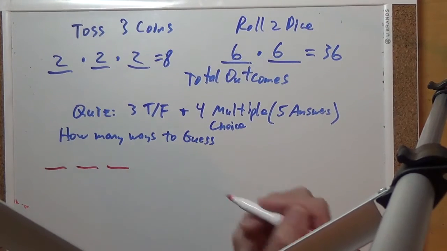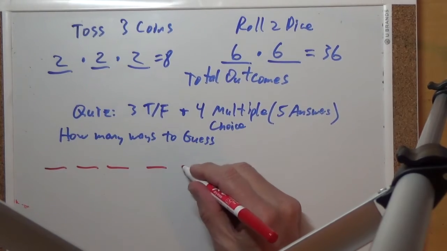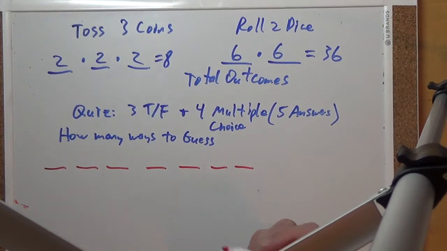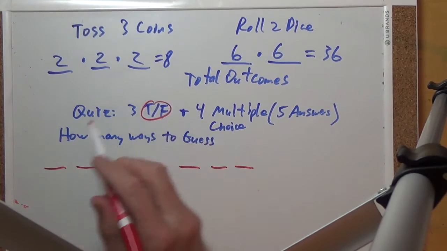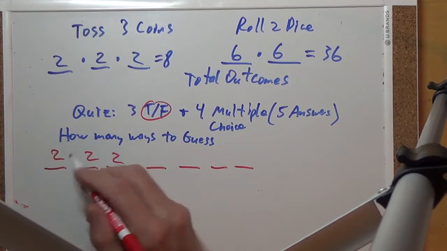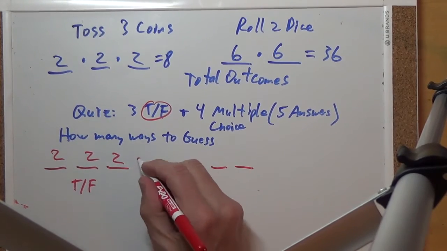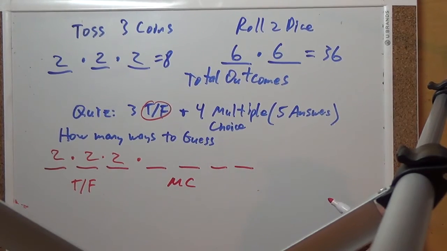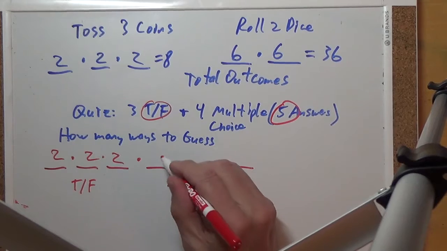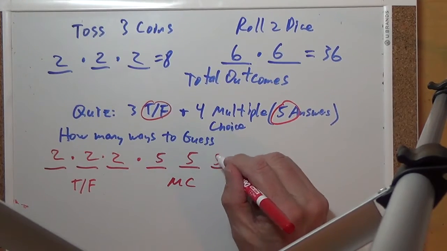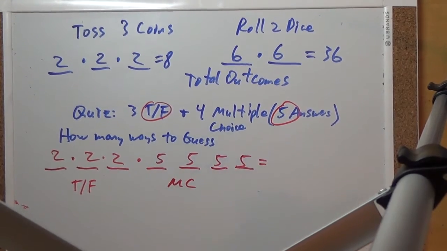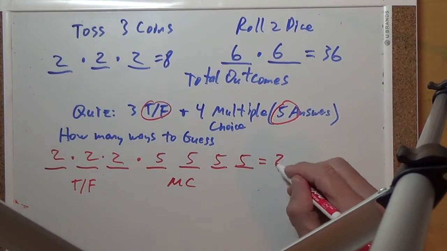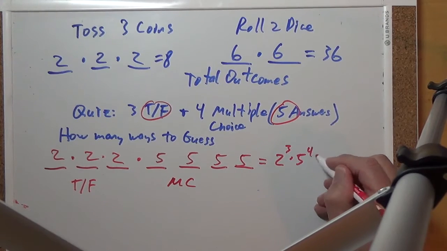So I simply do this. I got those 3. I have 4 multiple choice. I know I'm going to multiply them all together. Well, the number of ways to answer true false, there's 2 outcomes for each of these. These are the true false. Multiply them together. Here's the multiple choice. For each one of those, there's 5 possible outcomes that I could guess. I'm going to multiply these together. And if you remember exponents, that's 2 to the 3rd times 5 to the 4th.